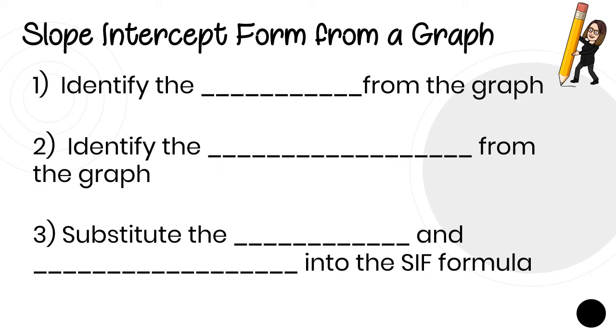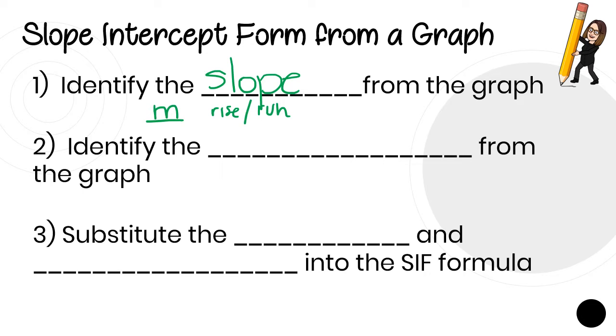All right, first let's lay down some ground rules or some steps in case you need to look back at them. To write in slope-intercept form from a graph, the first thing you want to do is identify the slope from the graph. That means we're going to be counting the rise and the run. And also remember that the letter that represents slope is m.